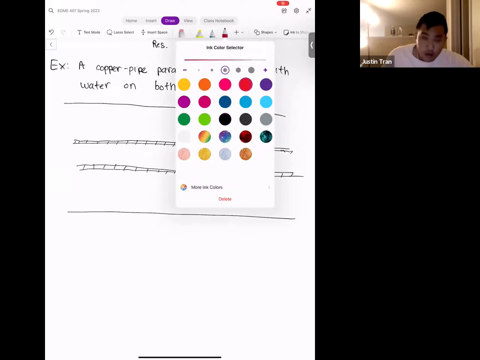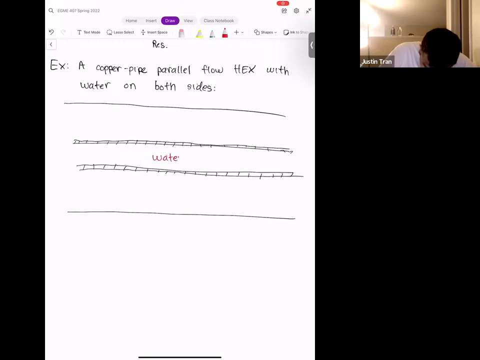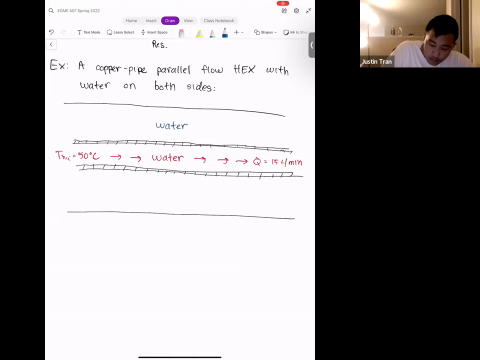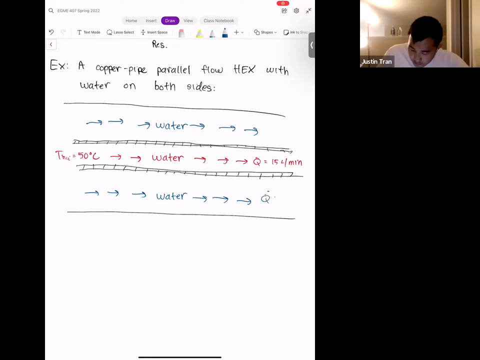We're going to have water on both sides, and the hot water is going to be on the inside. The hot water comes in with a temperature of 50 degrees C, so that's your THI, and it's flowing with a volumetric flow rate, big Q, of 15 liters per minute. Then we also have water on the outer pipe, also flowing from left to right. The outer pipe flow is going to be 20 liters per minute, and the inlet temperature, TCI, is going to be 20 degrees C.